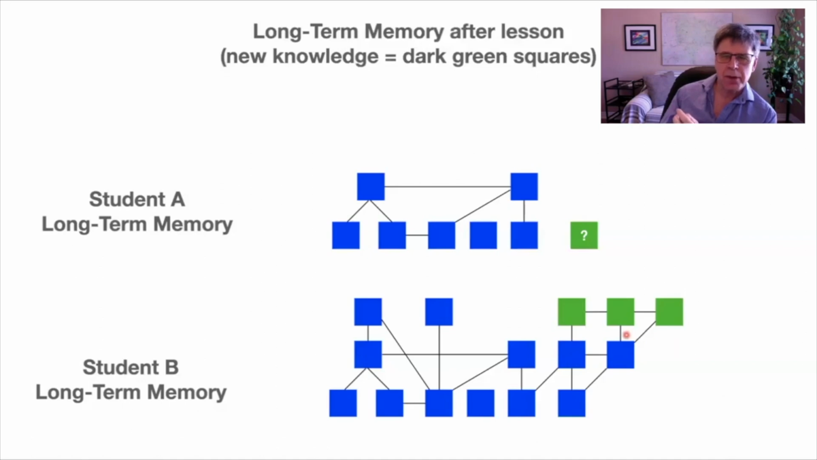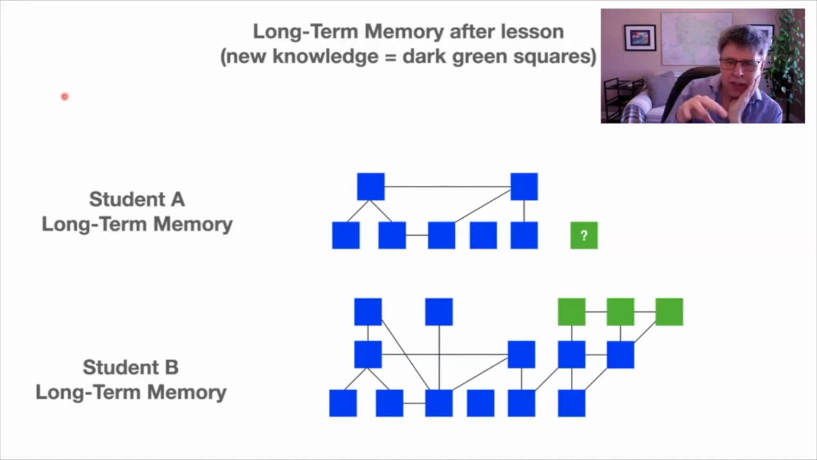So student B was able to create these links and associate the new knowledge to the prior knowledge, but student A doesn't have that prior knowledge, so the links can't be created. Student A might retain a little bit of knowledge from this lesson, but not as much as student B. Now, a key point I want to make here is that this is how a rich get richer dynamic can occur in education, because student B learned more from this lesson than student A.